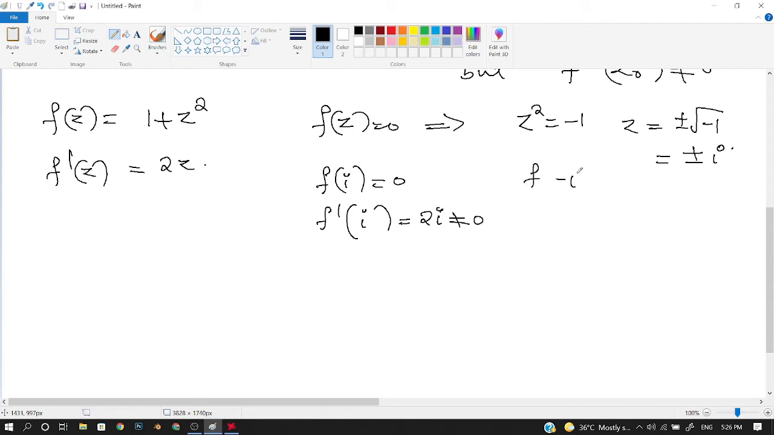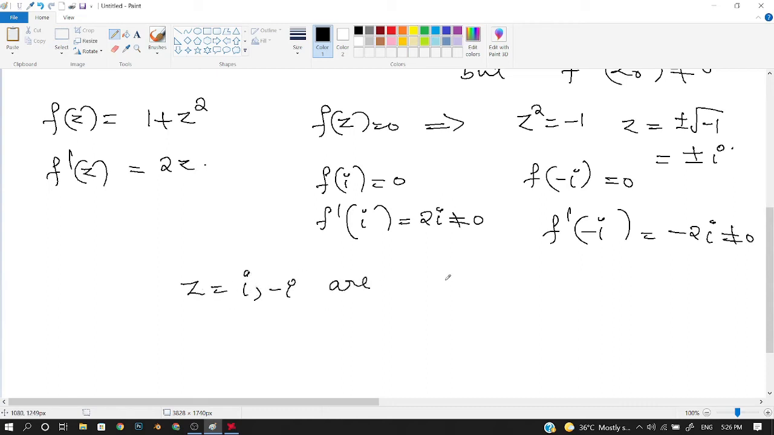Similarly, what is f of minus i? 0. And f dash of minus i is minus 2i, that is also not equal to 0. So here we can say z equal to i, minus i are simple zeros. That means zeros of order 1.